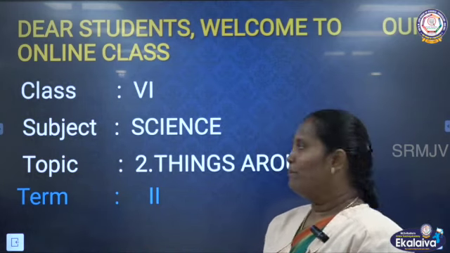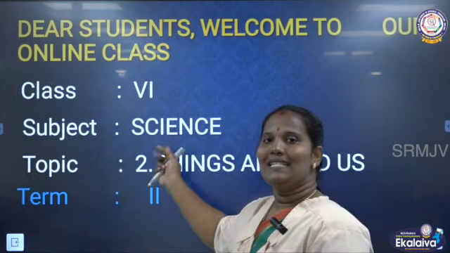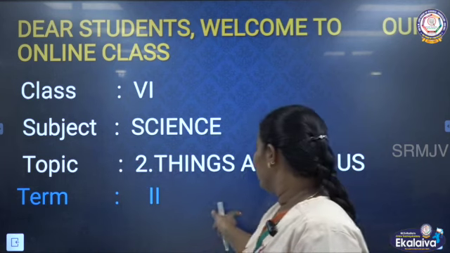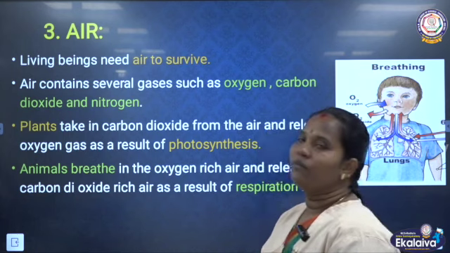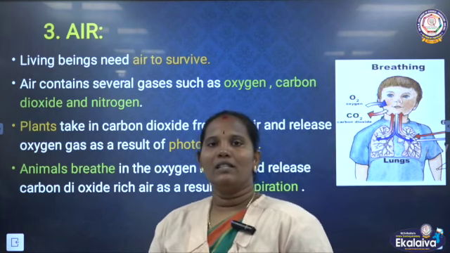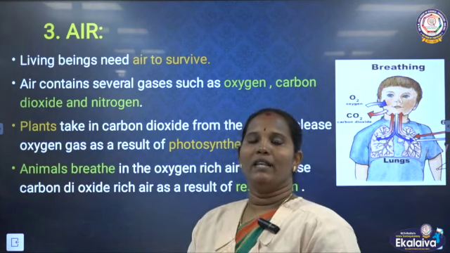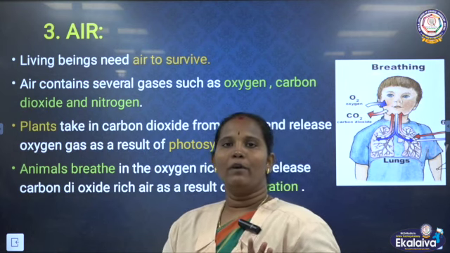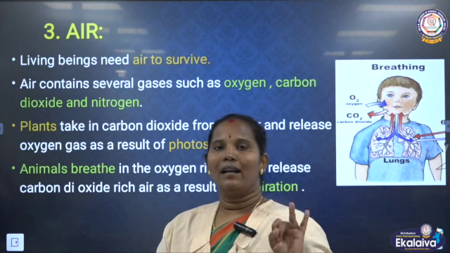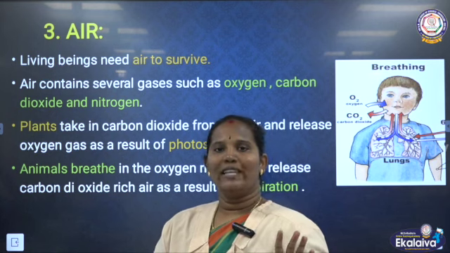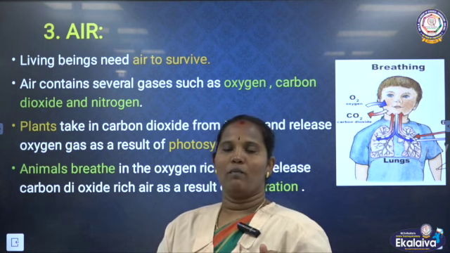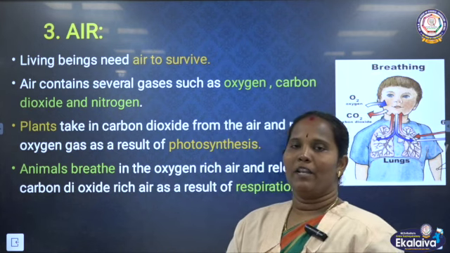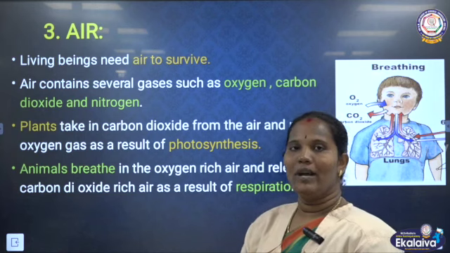Today we are going to see class 6, subject is science, the topic name is things around us. In the last session we saw the interaction between the abiotic components and biotic components. We know very well the abiotic components means air, light, temperature, soil, water. These 5 components are abiotic components. In the last session we saw about the light and temperature. Today we have to see the third one, air.